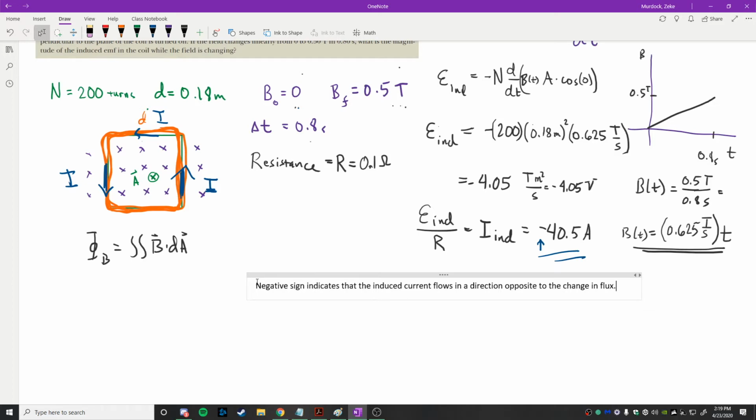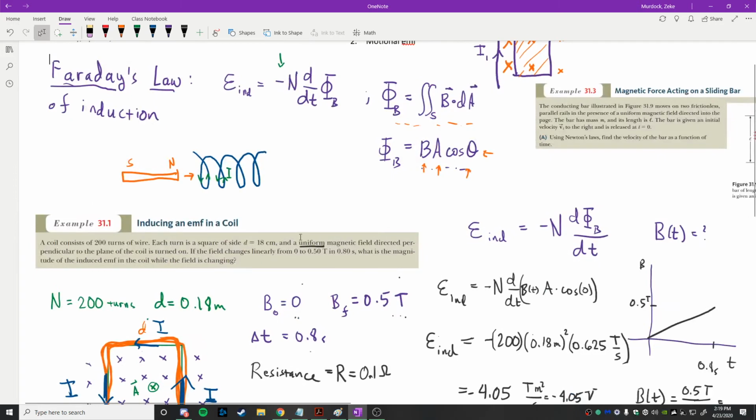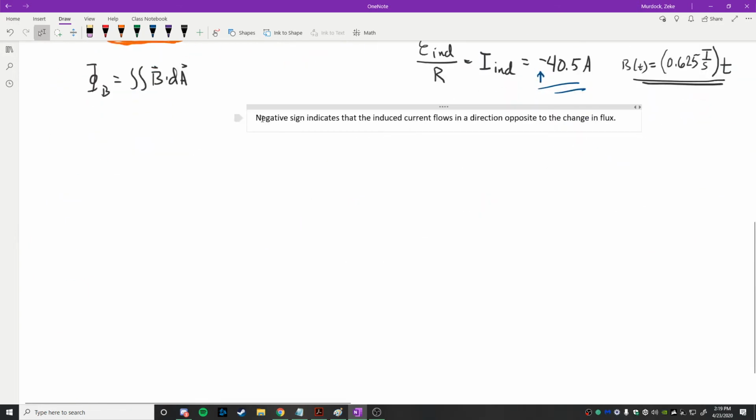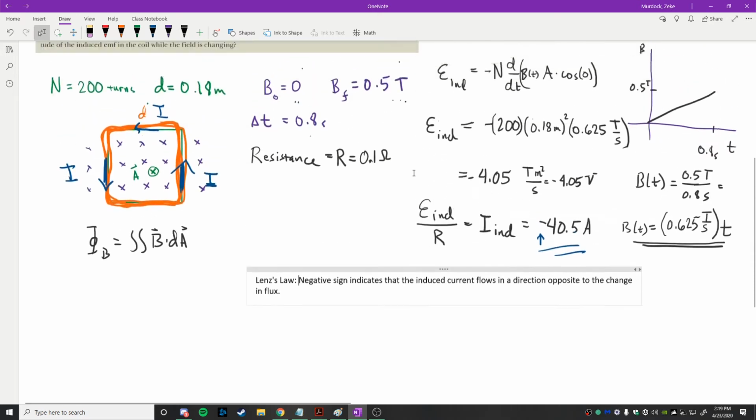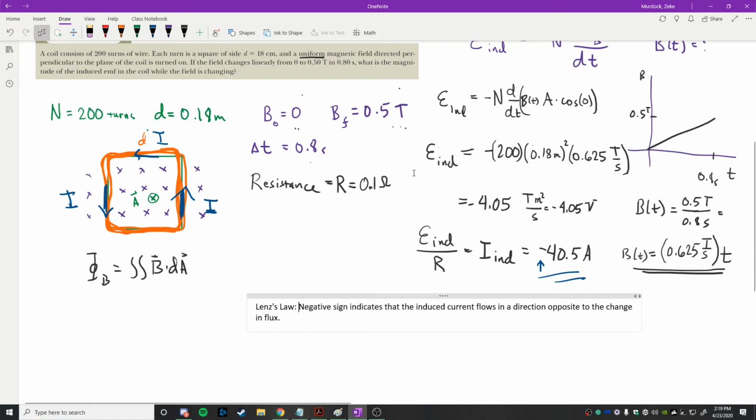That's actually it. And this is like, whoop, that's not what I thought was going to happen. This is called Lenz's law. The negative sign indicates that the induced current flows in a direction opposite to the change in flux. So because the flux in this case was increasing, can you guys see that? In this problem, flux increased. Everybody agree with that statement?